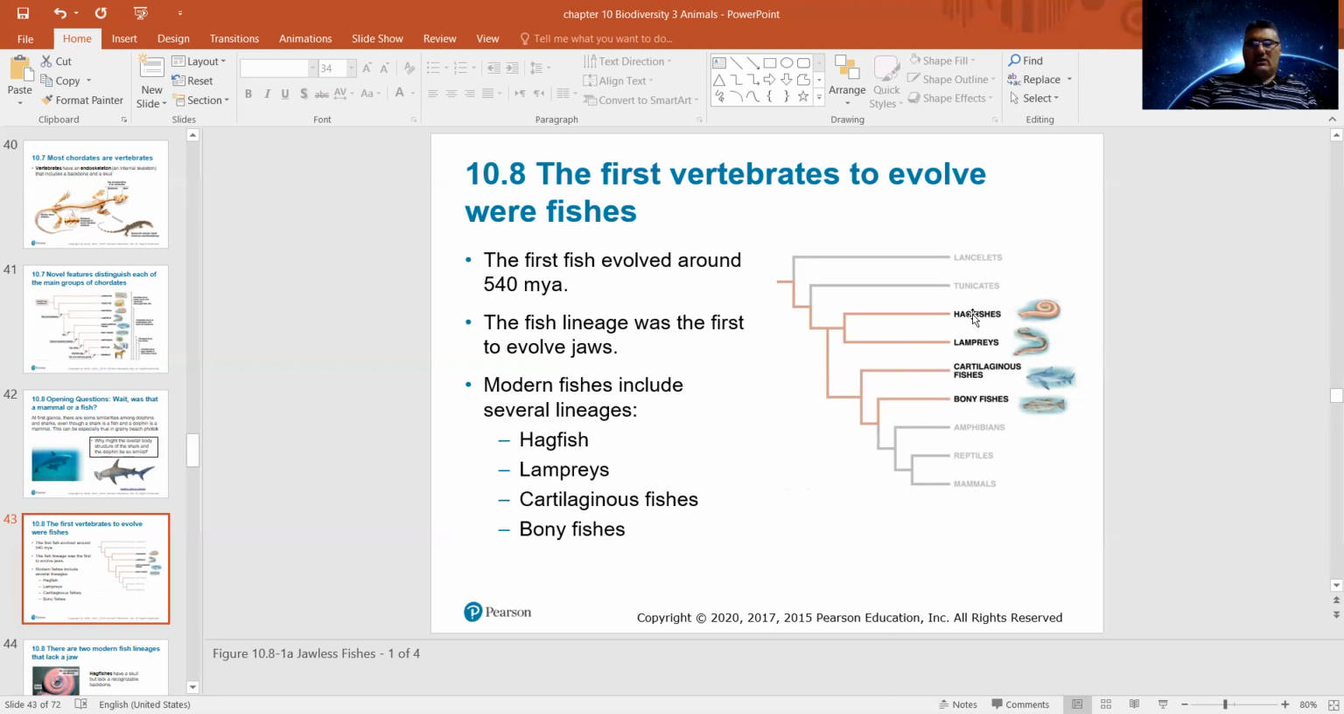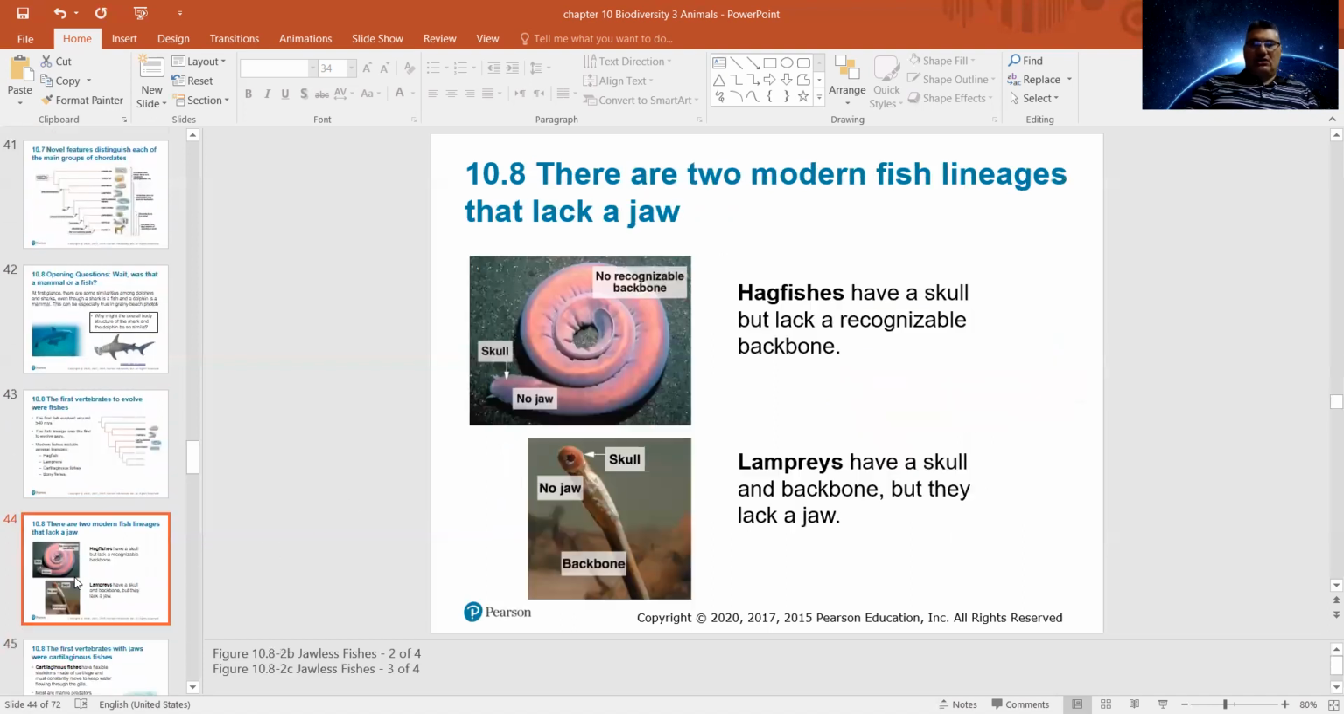Obviously, we're going from least advanced to more advanced because they added a jaw later on. So here are the hagfishes. They do have a skull, but they don't have a backbone or a jaw, obviously, because it's before the jaw. The lampreys also have a skull, but they have a backbone, still no jaw.